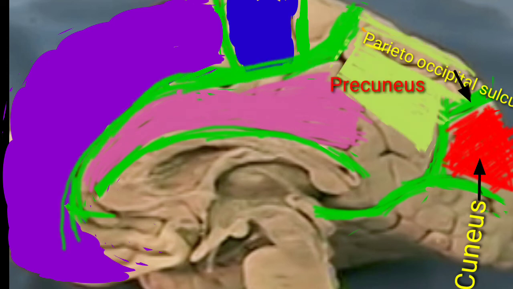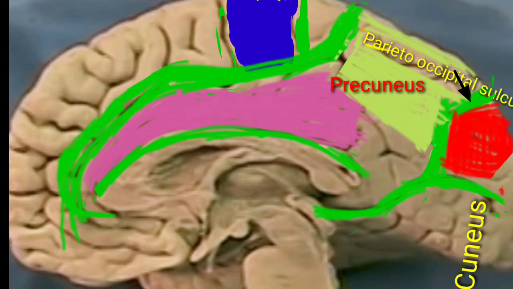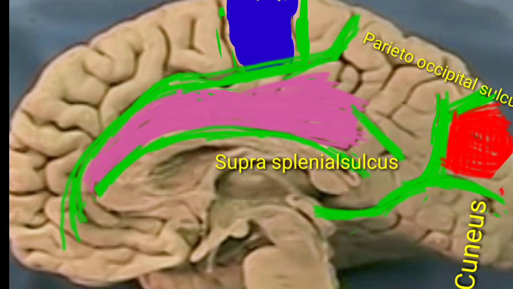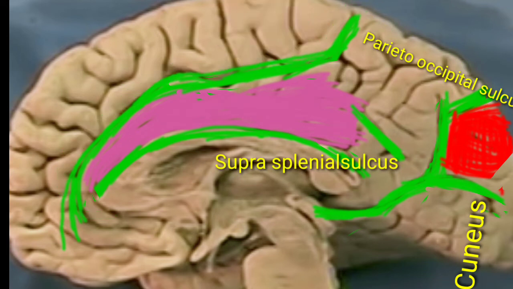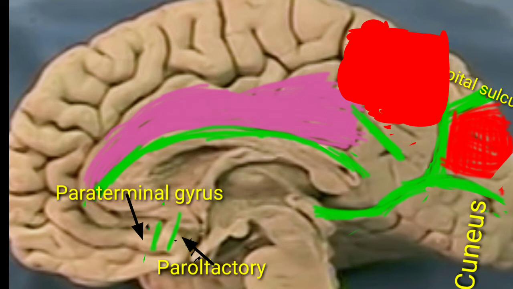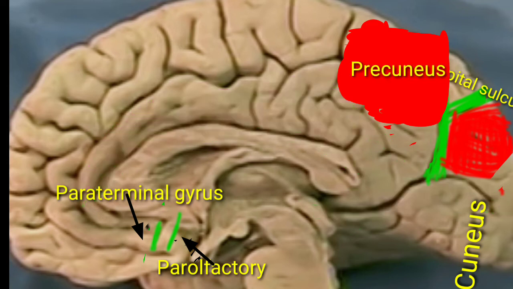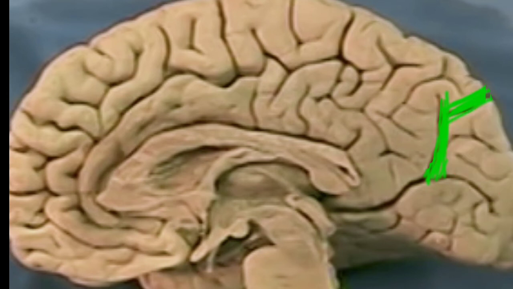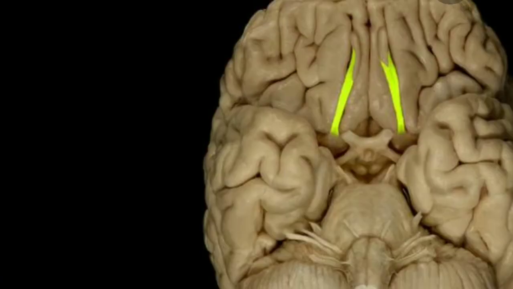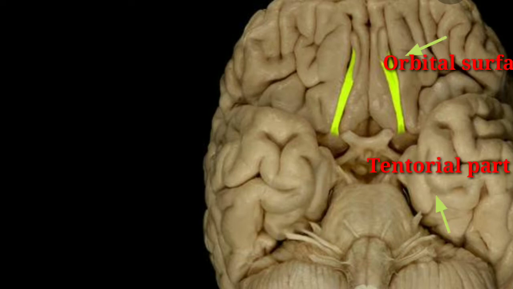A small sulcus present a little above and parallel to the splenium is called suprasplenial sulcus. It separates the precuneus from the cingulate gyrus. The other gyri are paraterminal gyrus, paraolfactory gyrus, and anterior and posterior paraolfactory sulcus. The inferior surface is divided into orbital part and tentorial surface.